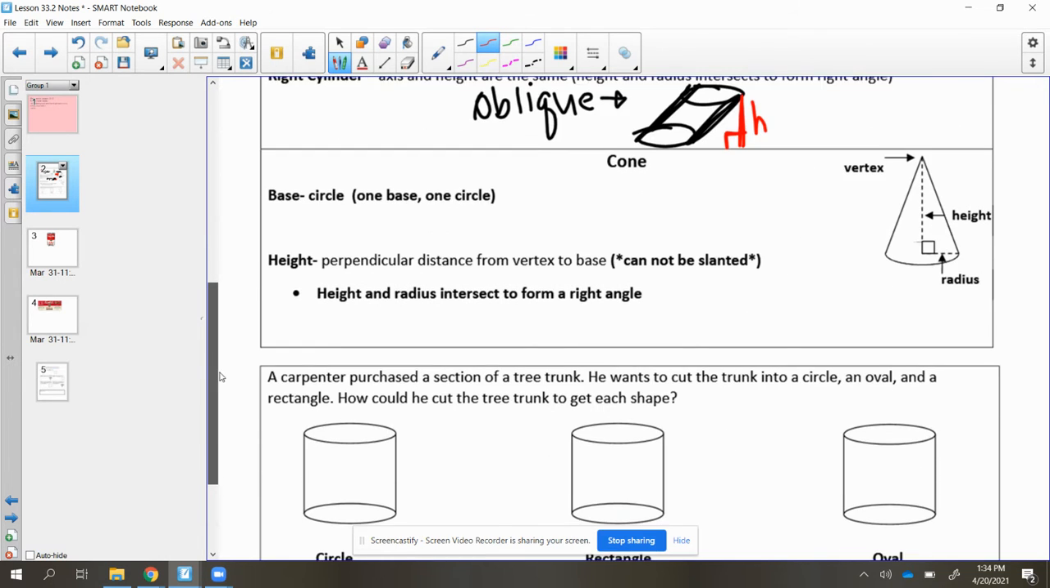We also have cones. Cones are special because they have one base, and similar to our pyramids, they meet at the top with a vertex. And again, we cannot have a height that is slanted. The height is always perpendicular, and the height and the radius intersect to form that right angle. And again, we have that one circular base. We still have a radius because of that fact.